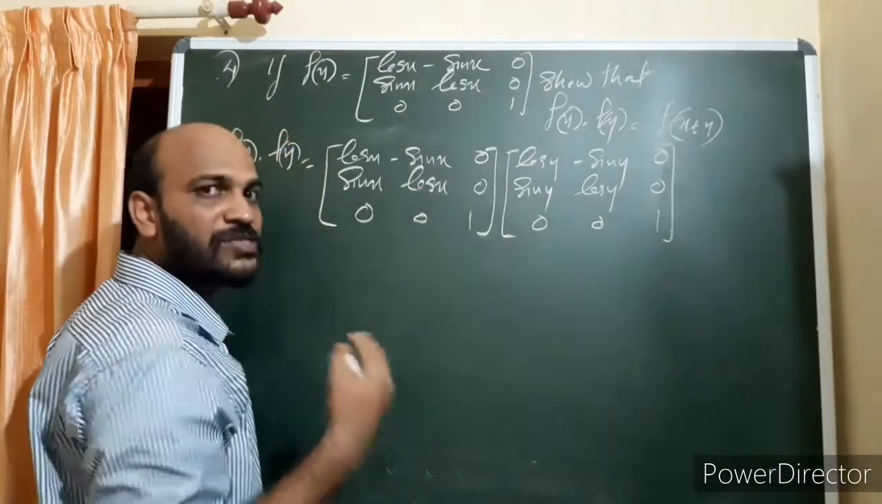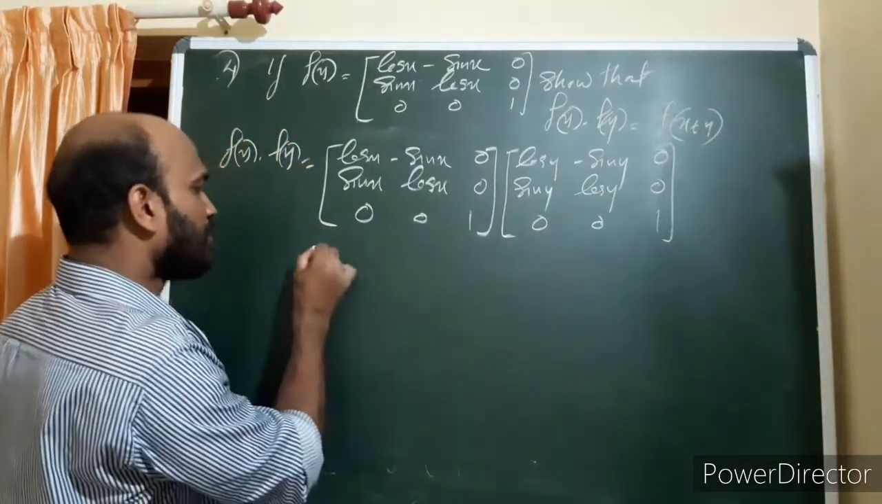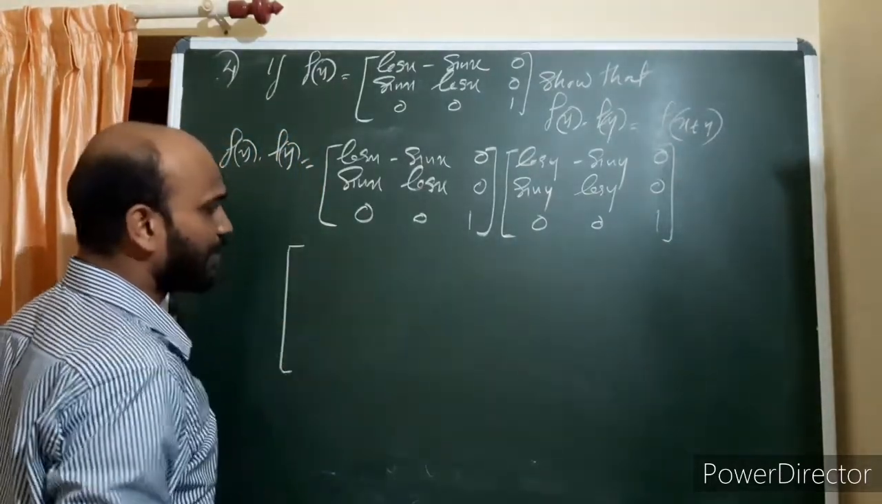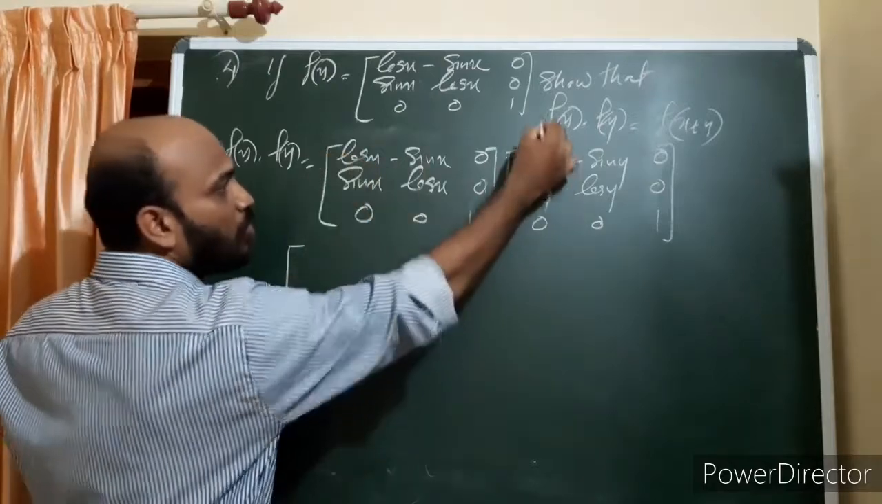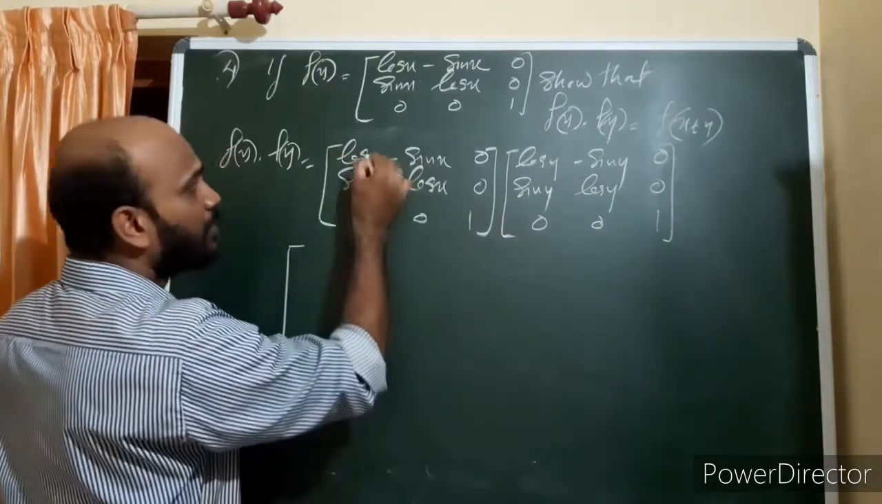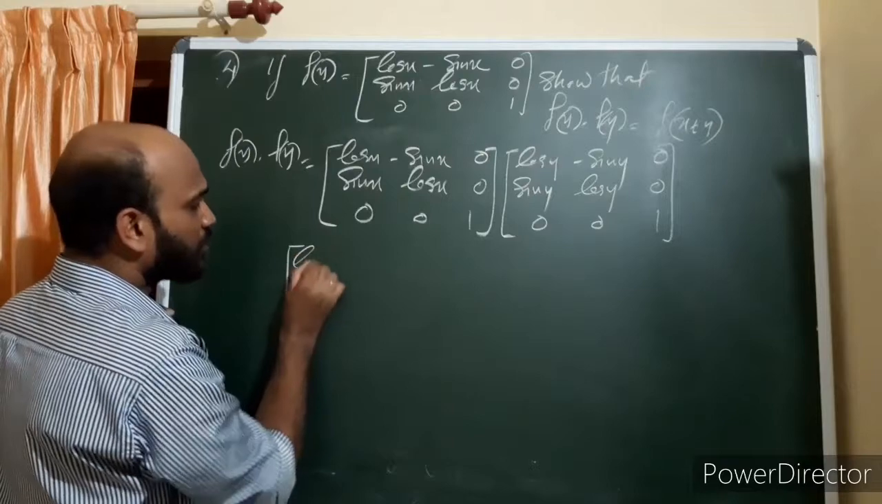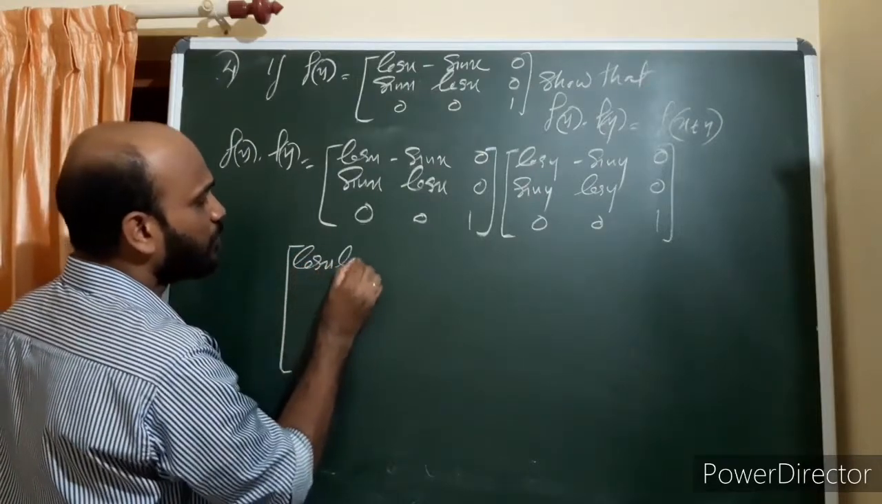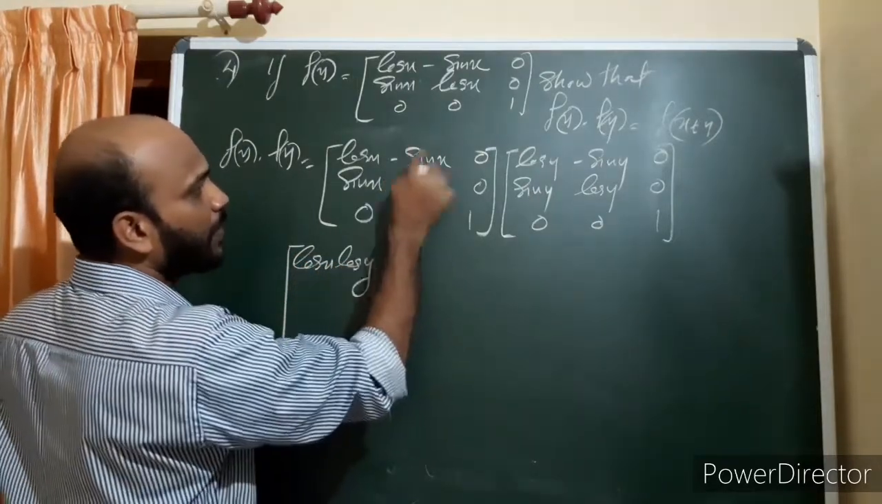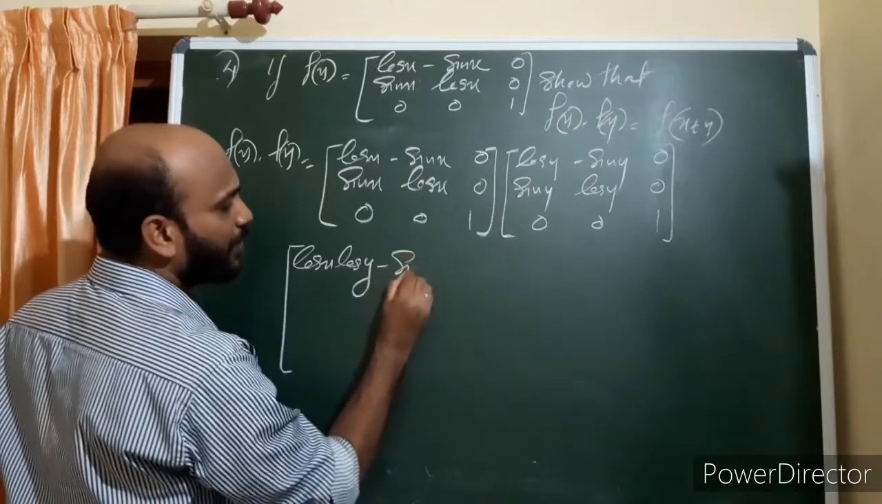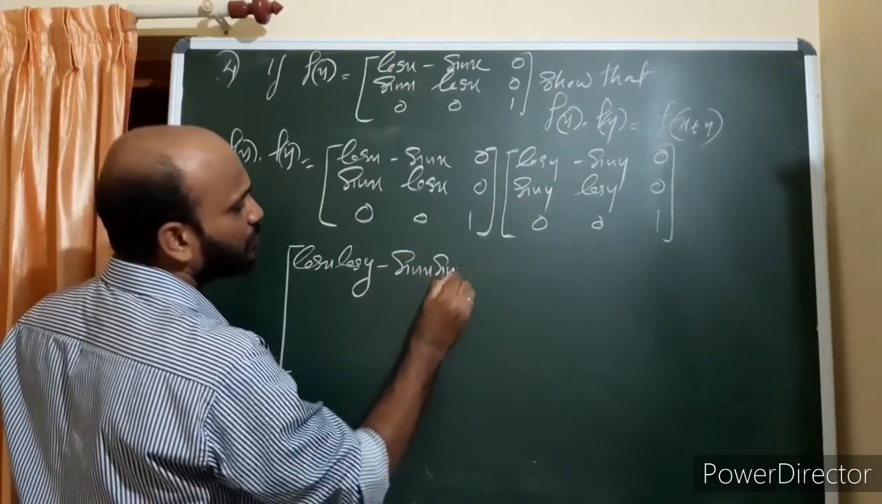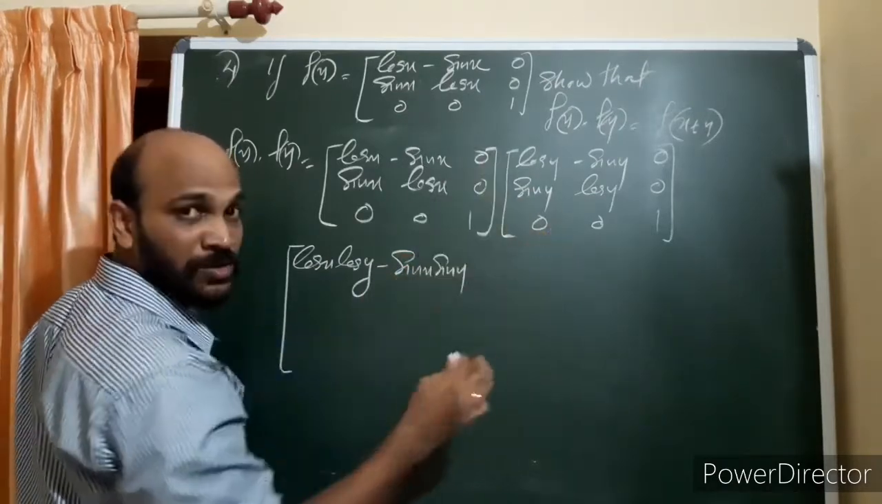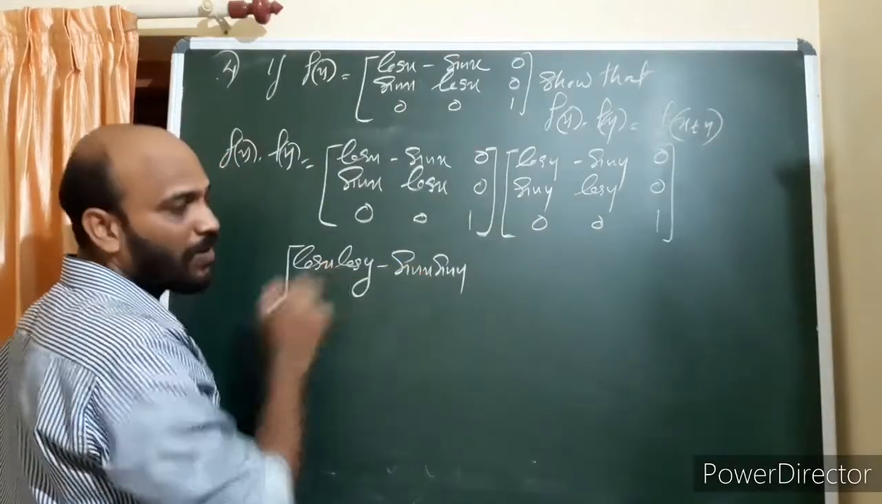So the resultant matrix will be a 3 by 3 matrix. We can write the elements like this. A11, first row, first column: you have to multiply corresponding elements, cos x into cos y. Then the second element, minus sin x into sin y, and 0 into 0 is 0. That means this is A11.